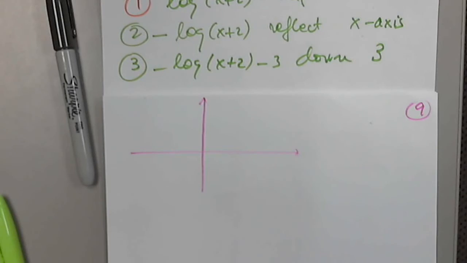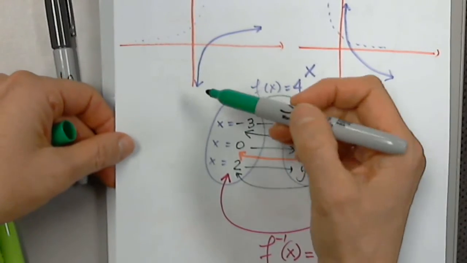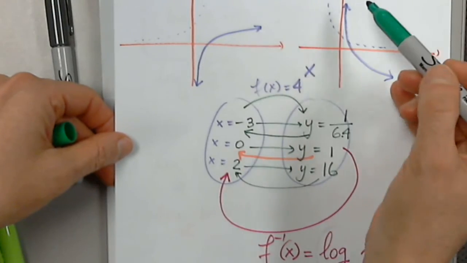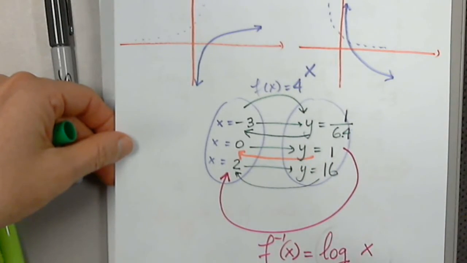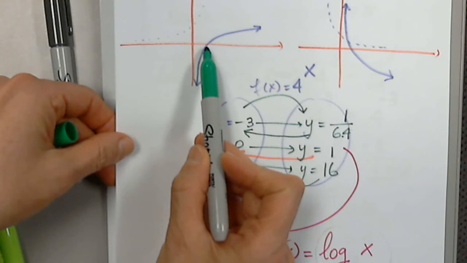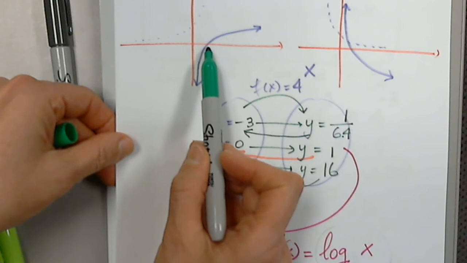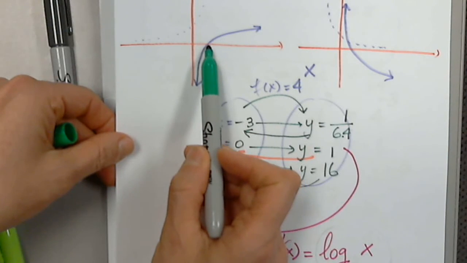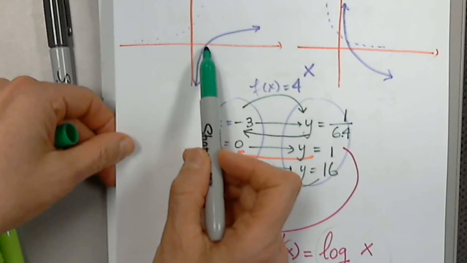So remember the two shapes. It's either this shape or this shape. Since the base is greater than 1, it must be this shape. Where does the base function, the log function with base 10, the pure log function, where will it cross for sure? 10.